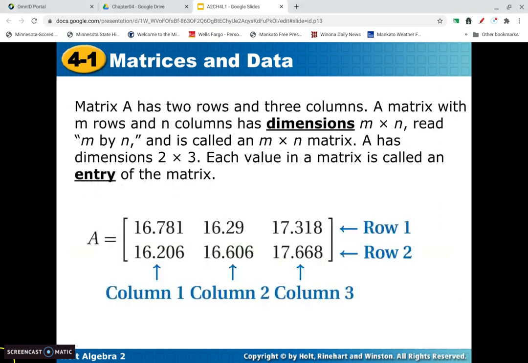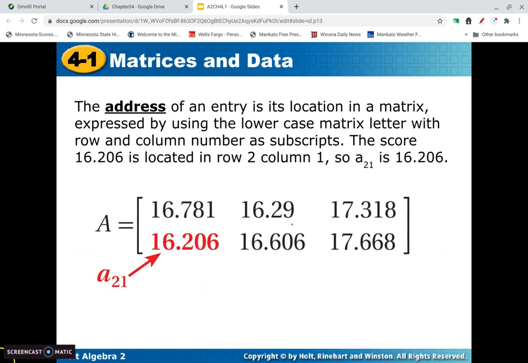We talk about its dimensions. Dimensions are the rows by the columns. Okay, rows by columns. So we can see here that if we count the rows, we have 2 rows, and then there are 3 columns. So we'd say it's a 2 by 3.